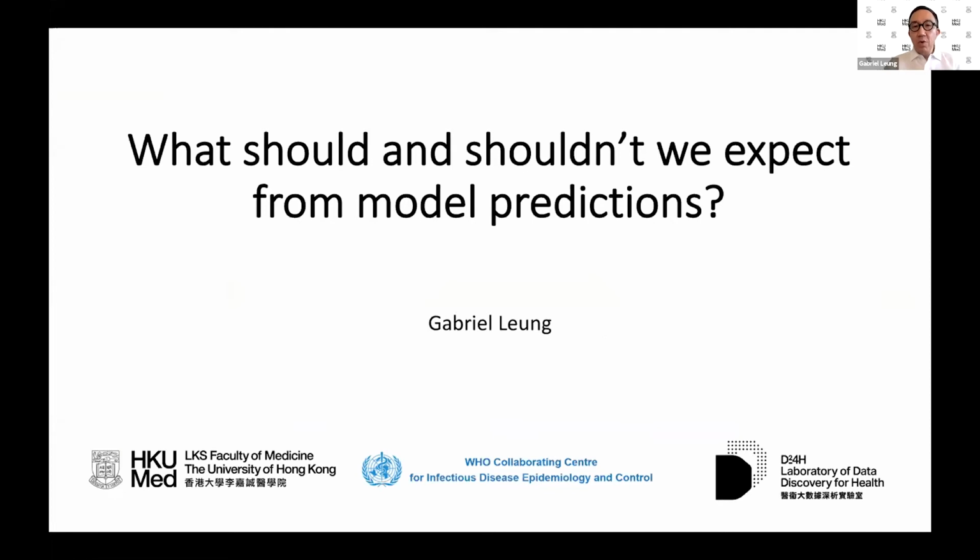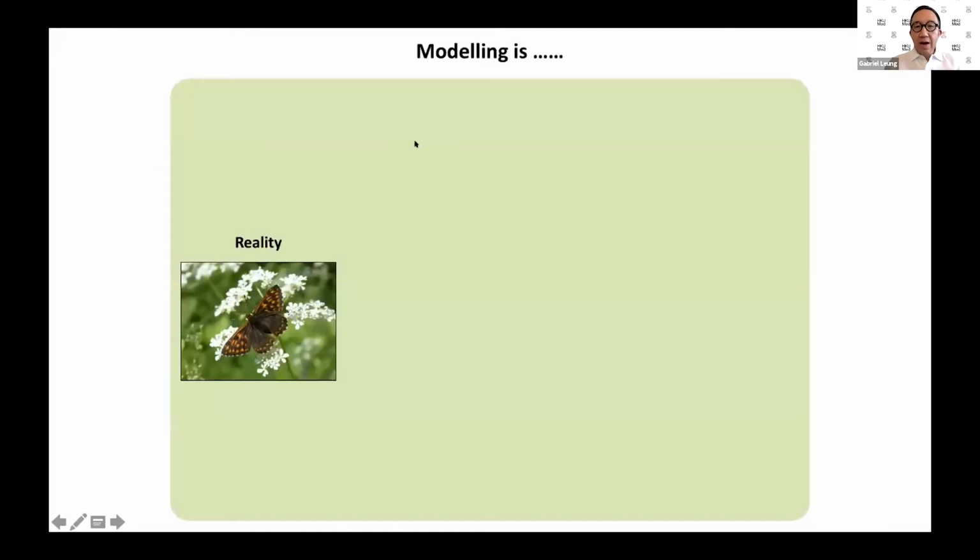My role is really just to explain a little bit what we should and shouldn't expect from so-called model predictions. The first thing I should say is that prediction is not the only function of models, and in fact, it should probably be only a minority of objectives. Models do a lot more things, and here I try to show you a little bit of what the concept of modeling is.